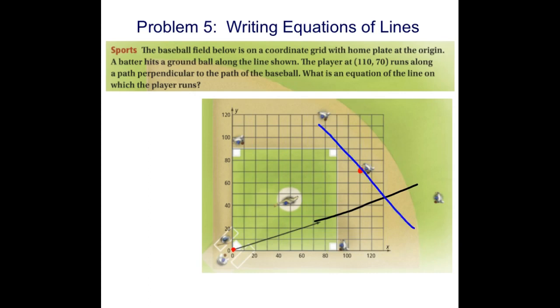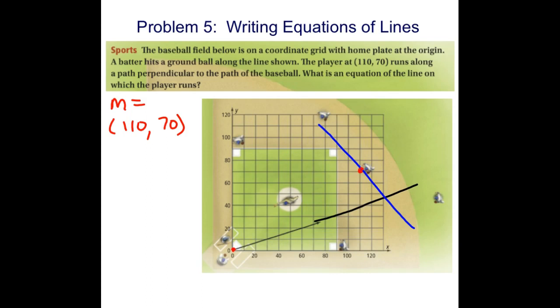Now, we can get this more exact by looking at a few pieces of information. To write the equation of a line, you need two things. You need slope and you need an ordered pair. I know where this guy is located. I already have my ordered pair. I don't have a slope yet though. So what I need to do is figure out the slope of the perpendicular line, the route of the ball, and then I can take that and adjust it.